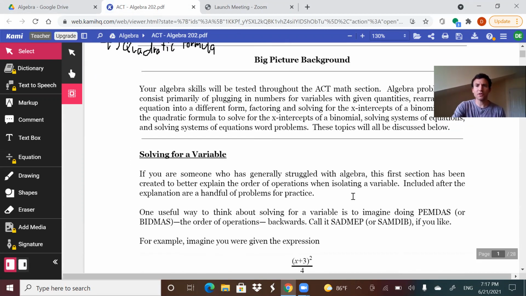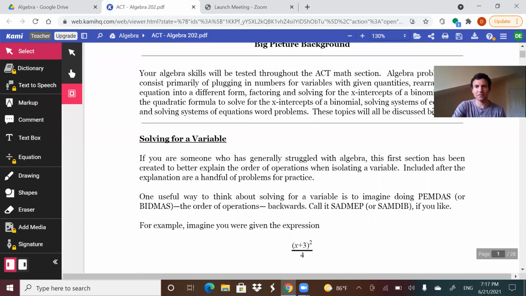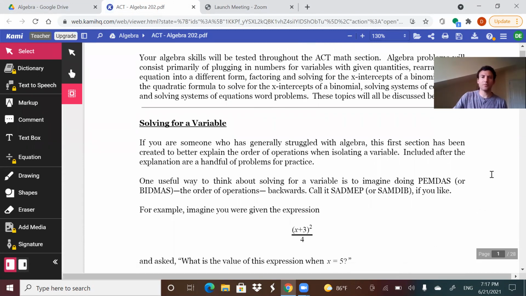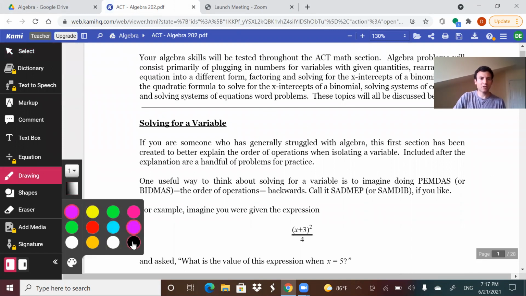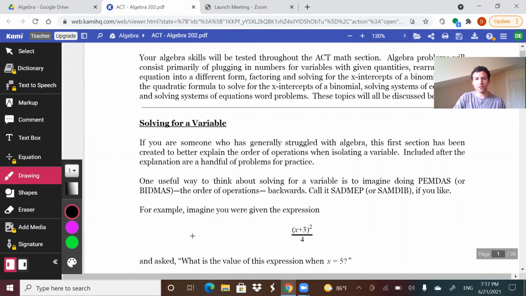So the first thing we'll look at how to do is just how to isolate a variable. And for those who have trouble with isolating a variable, the best piece of advice I can give you is it's just the reverse and the inverse of doing order of operations. So BIDMAS: brackets, indices, division, multiplication, addition, subtraction. If I were to put in a 5 for this x, we would make sure we did the steps in exactly that order.